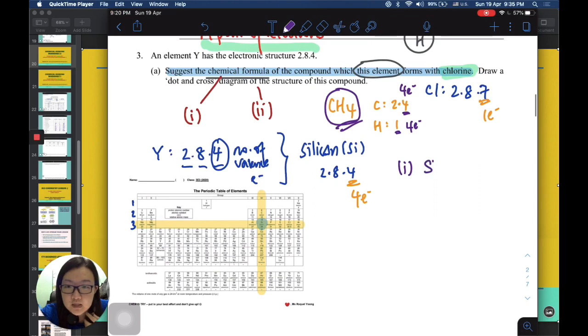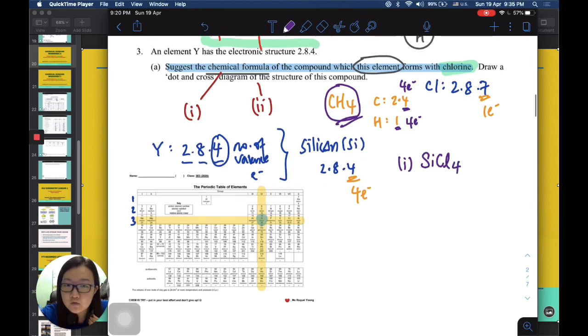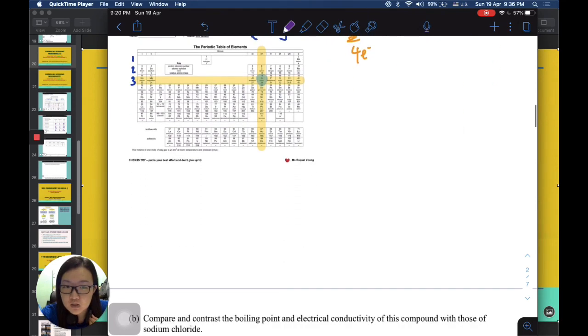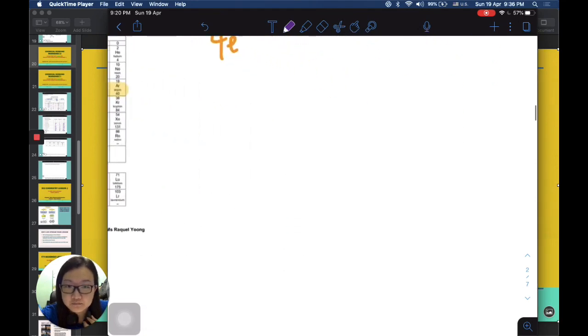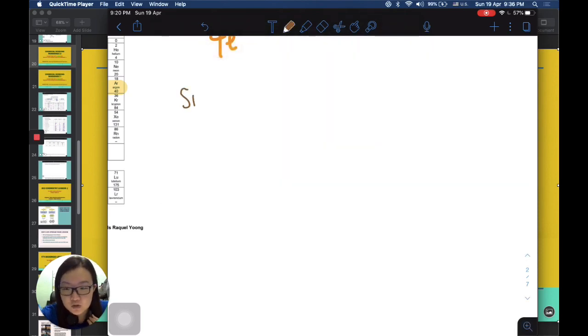So based on that understanding, you can bring your understanding to this question as well. Straight away you'll know that the chemical formula will be silicon tetrachloride, so SiCl4, because the way that the electrons bond is similar to what we saw in methane. And if we do a quick check, silicon and chlorine are both non-metals, so not an issue. It's correct, it forms a covalent compound.